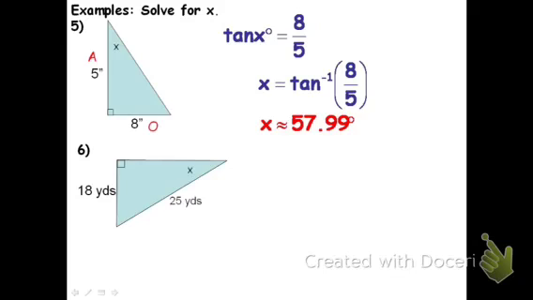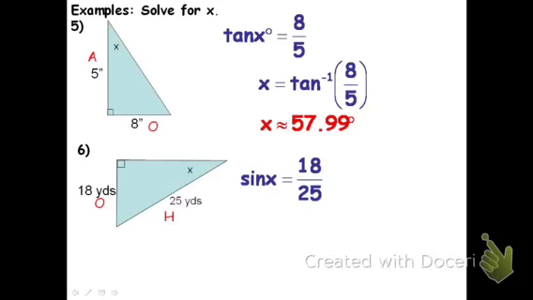For number 6, go ahead and try this one, pause the video, and resume it when you're ready. Hopefully you've had a chance to work this one. Looking at the problem, I now have the hypotenuse. The hypotenuse is 25, and opposite of x is 18, so 18 is the opposite leg. The trig function that has O and H is sine, so I'll set it up. The sine of x equals opposite over hypotenuse, which in this case is 18 over 25.